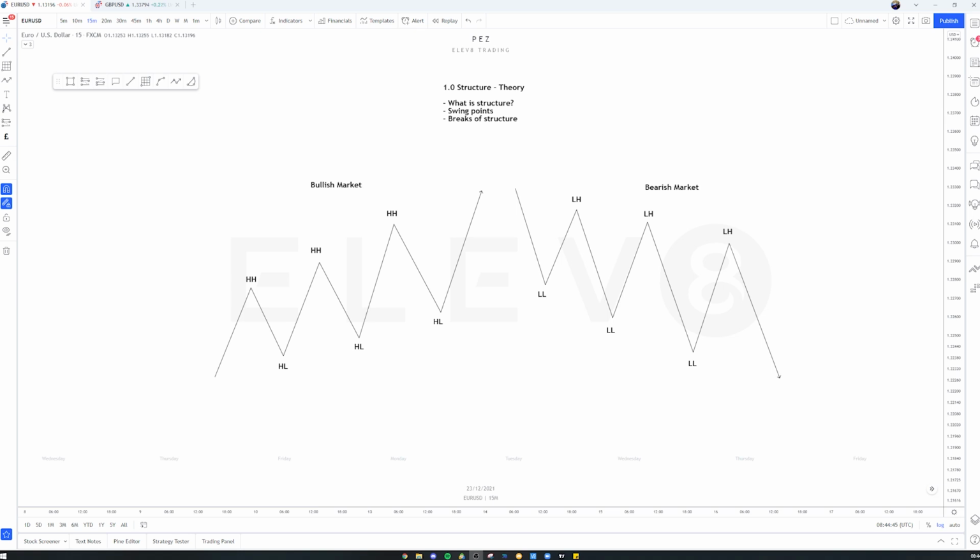Structure is the most important tool in our arsenal when it comes to identifying which direction we're going to be trading in and which direction the market is moving, so we can decide whether we're pro or counter trend.